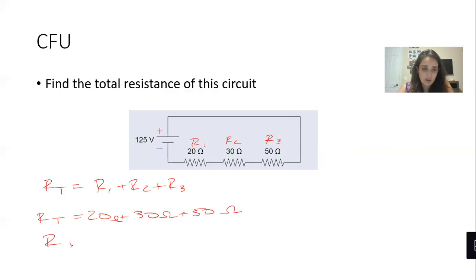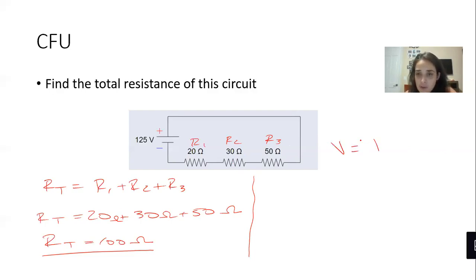And so now my total resistance is going to be 50 plus 50, which is 100 ohms. So this is the total resistance here. Now, as a separate question, how could I find the current that's going through this whole circuit? Just think for yourself, how could we do this? You're right, we should be using Ohm's law.